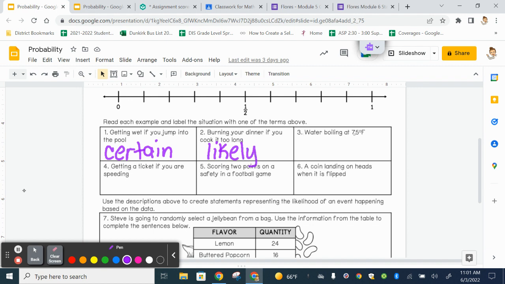Next one, water boiling at 75 degrees Fahrenheit. Well, if you know the boiling point of water, there is only one temperature that could be, and it is not 75. So 100%, it is impossible that that is going to happen. So write impossible.